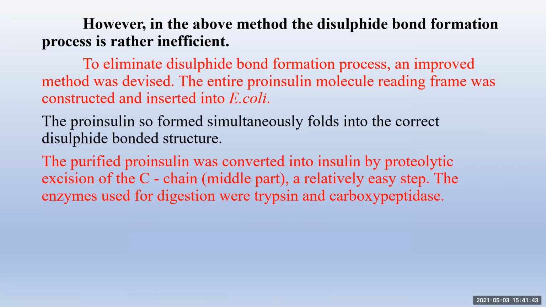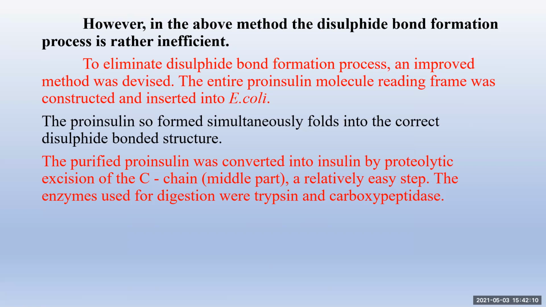Okay, so the entire pro-insulin protein producing gene, that means the pro-insulin gene, was constructed artificially in the gene machine, and it was inserted into a vector and then into the cloning organism E. coli. The pro-insulin which was formed by such transformed E. coli simultaneously folded during its production into the correct disulfide bond structure.